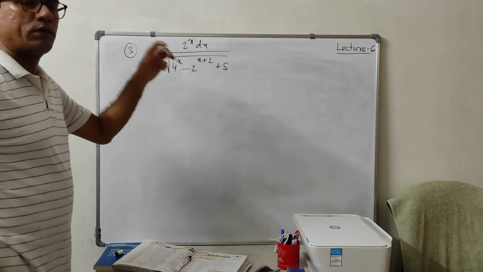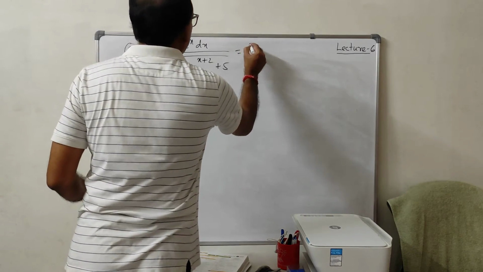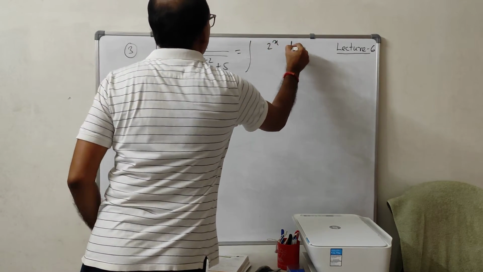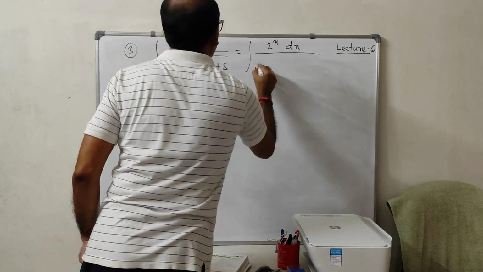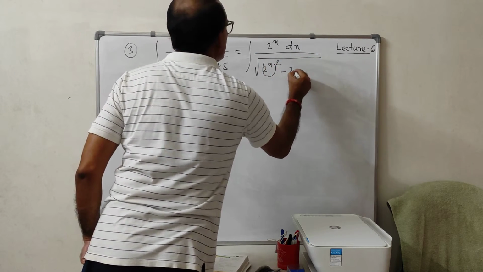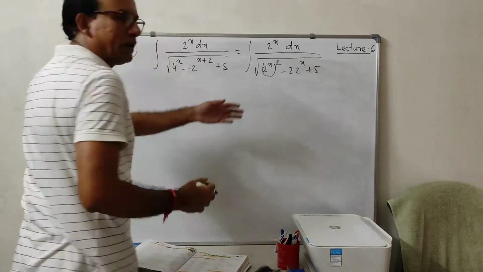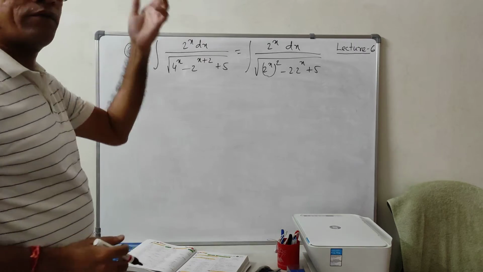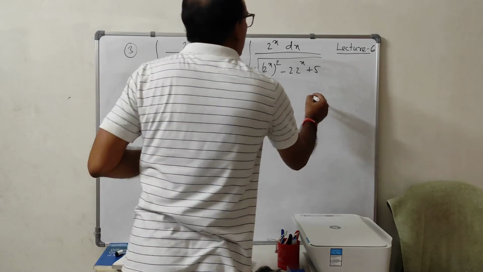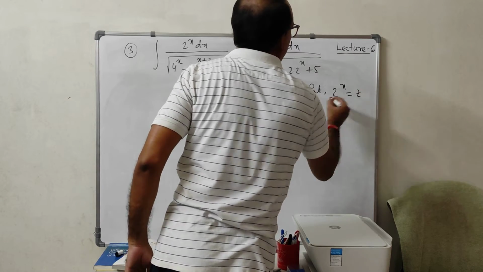See, this is your problem. I can write this as integral of 2 to the power x dx over root of (2 to the power x) whole square minus 2 into 2 to the power x plus 5. Is it not? I just applied the simple laws of indices. Next, put 2 to the power x as some new variable z.